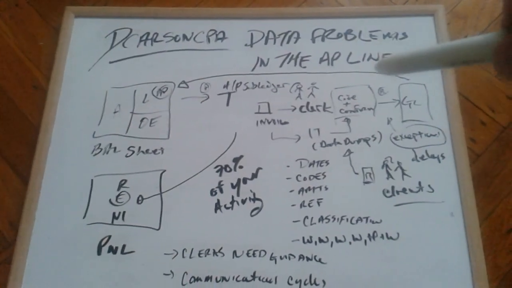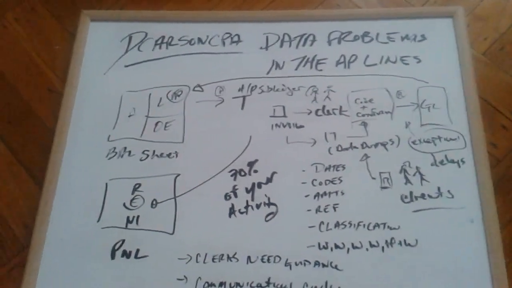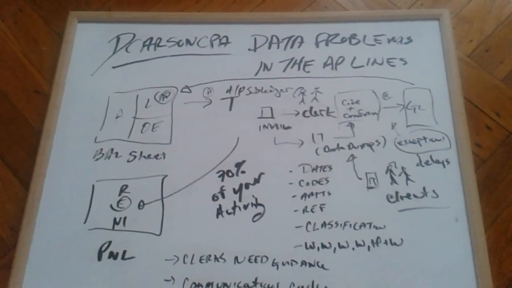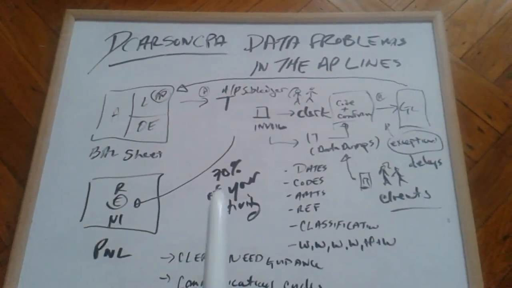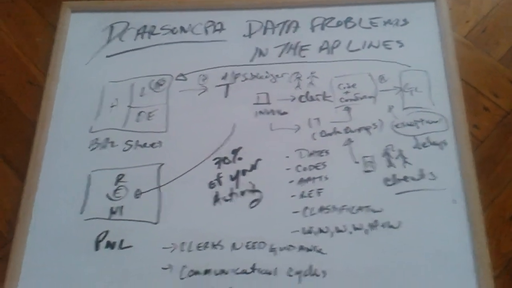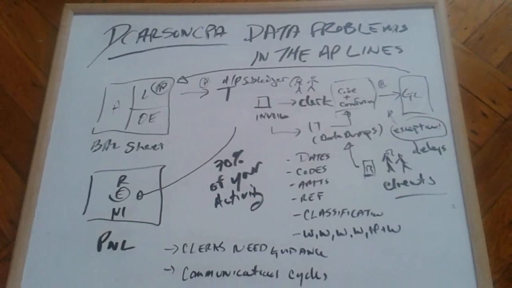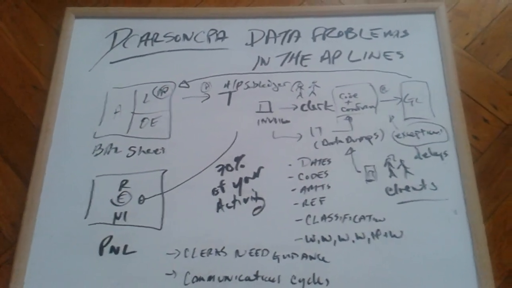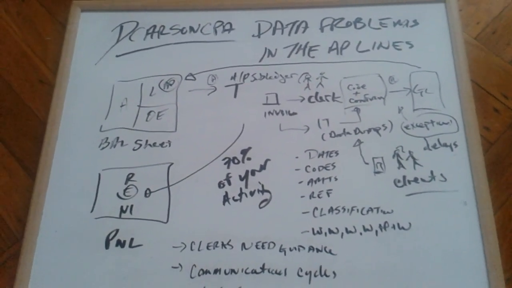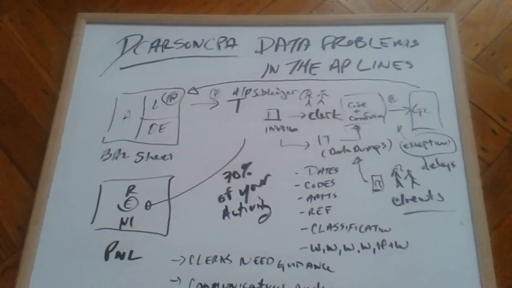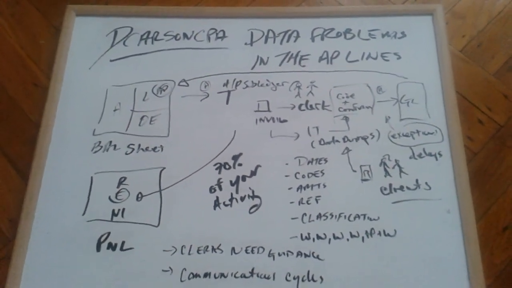We're going to talk today about data problems in the AP lines. Data problems in the AP lines seem like a simple thing, but they're a pretty important thing because, in my estimation, some 70% of your activity in the balance sheet and the P&L are coming out of the AP lines. The AP lines may or may not include the payroll lines, but for purposes of this discussion, we're talking about AP exclusive of payroll and the type of fun things that happen in the payroll cycle.